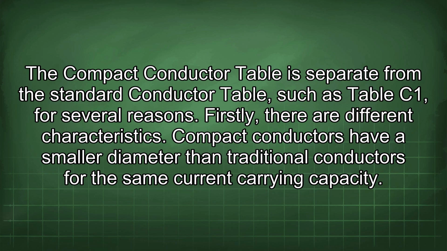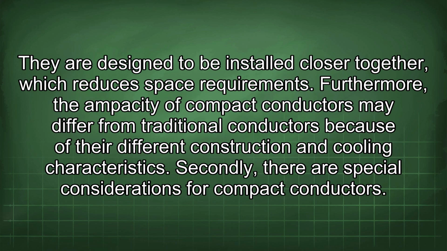Firstly, there are different characteristics. Compact conductors have a smaller diameter than traditional conductors for the same current carrying capacity. They are designed to be installed closer together, which reduces space requirements. Furthermore, the ampacity of compact conductors may differ from traditional conductors because of their different construction and cooling characteristics.